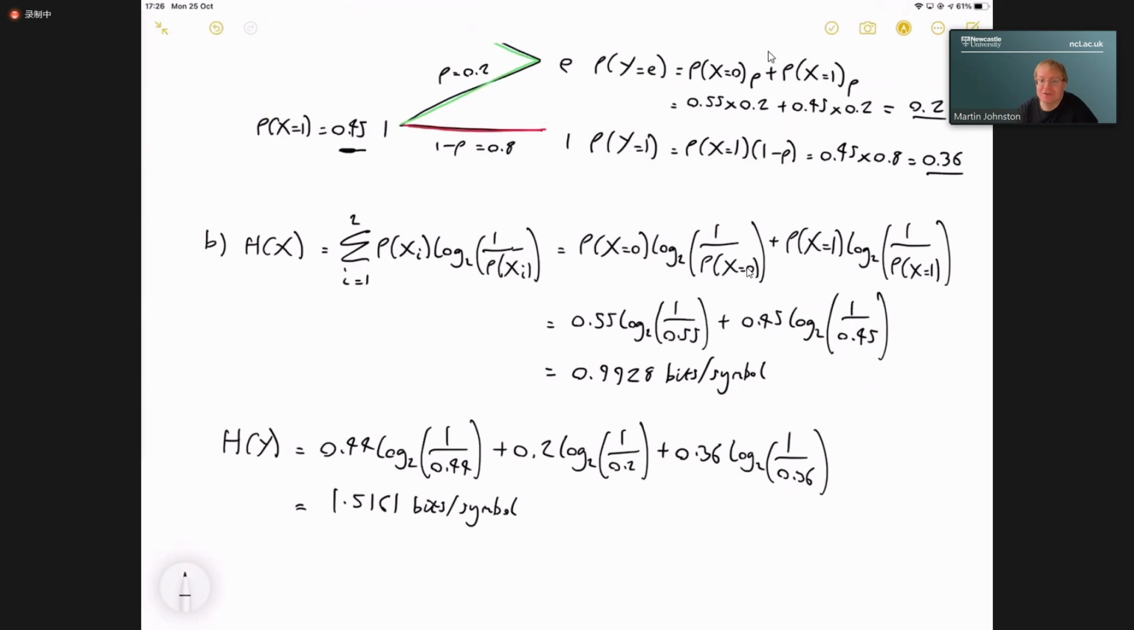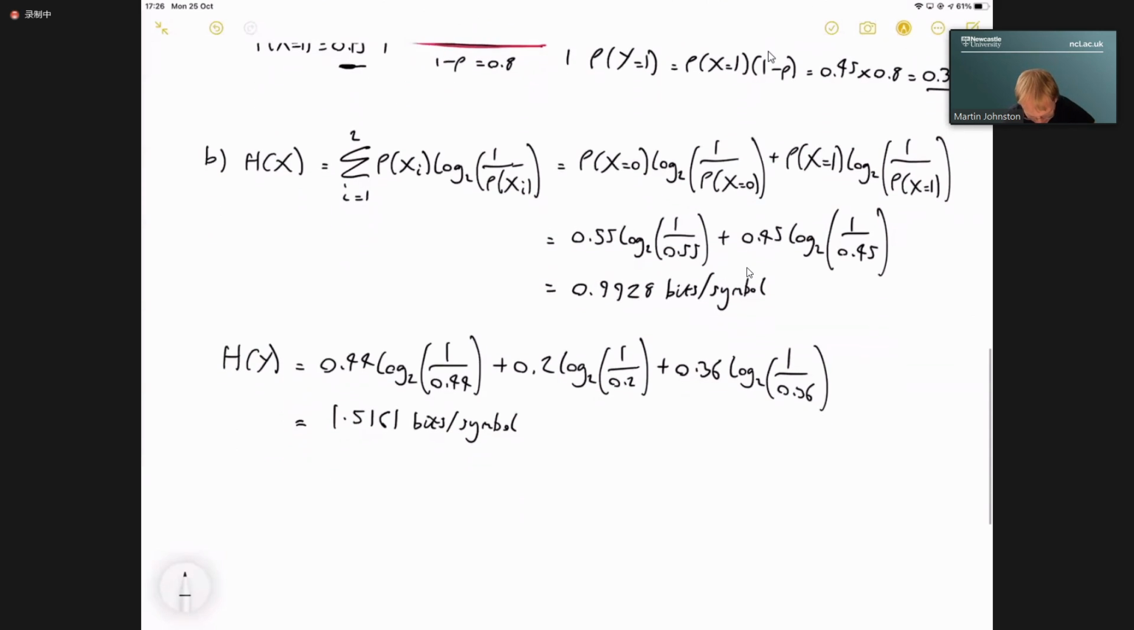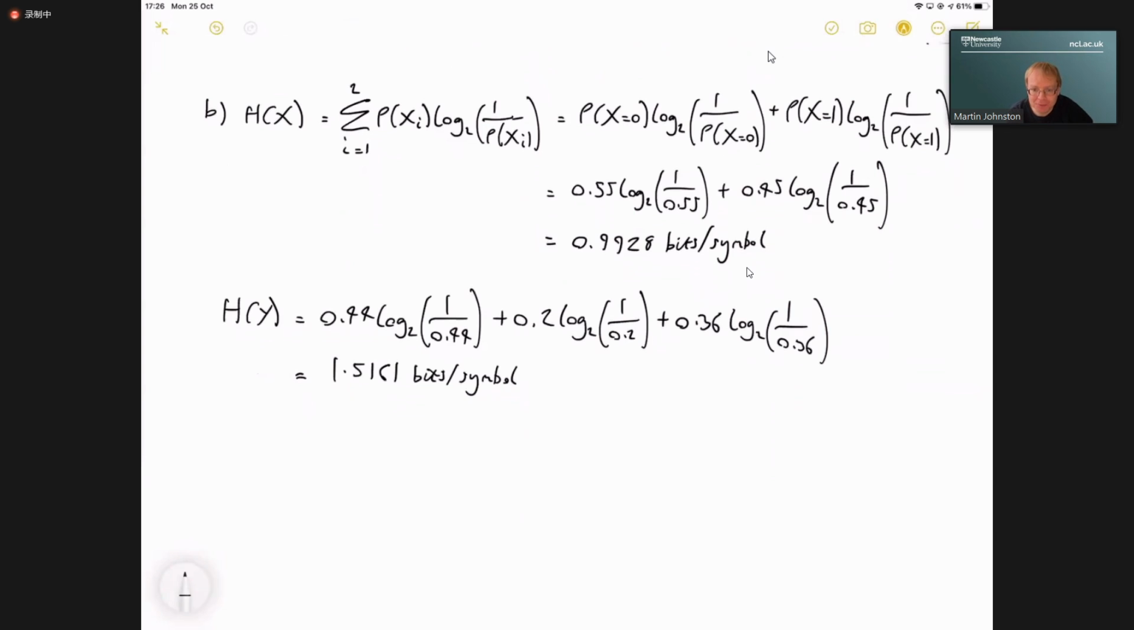Okay, so we don't expect it to be the same as H of X, because there are 3 different probabilities. So the average uncertainty in Y is 1.5161. So what you can do is calculate the conditional entropy H of X given Y, which is the average entropy, the information in X after Y has been observed. And you can actually do it the other way around as well. You can calculate the information in Y after X has been observed. So you can go backwards. Those are the 2 entropies we can calculate.